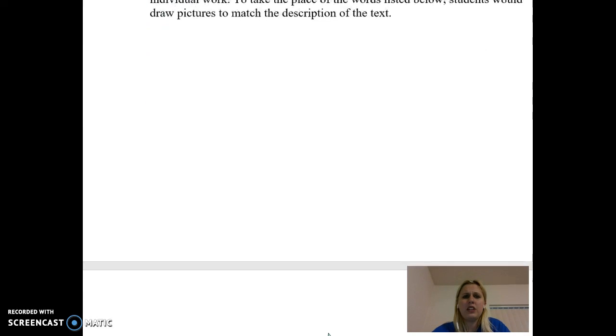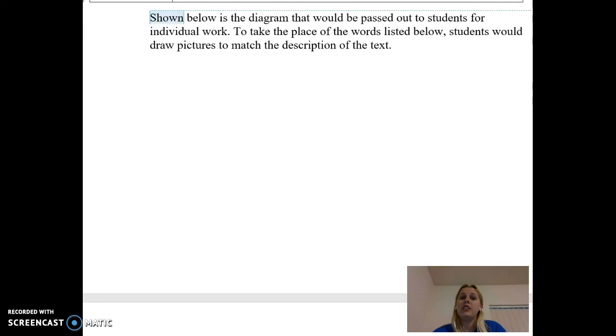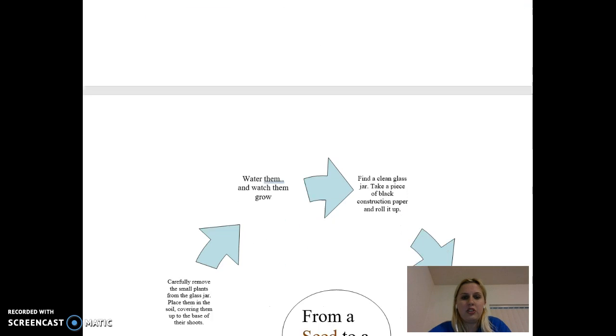If I scroll further down onto my lesson, I have a diagram that students will be working on, and instead of the words that would be in the place, they would draw a picture. The student will have a blank diagram with the arrows going around the circle, and instead of having the words, they're going to have the pictures. But on your end, you'll have this to reference so you know the steps of the cycle and it's clear to you. So I'm just going to go ahead and show you it.